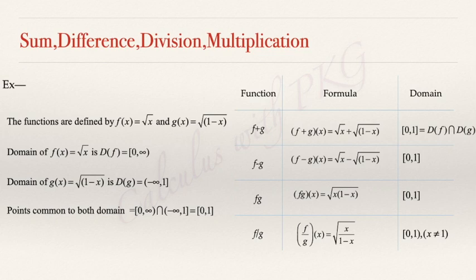And for division, we already know that in the case of division we have to take care of the value of x for which the denominator would be equal to 0. Here we can see f by g of x equal to square root of x by square root of 1 minus x, and the domain will be from 0 to 1, but we have to exclude the point 1. That is why the domain will not be a closed interval, it will become a semi-closed interval. It will include the point 0, but it will not include the point 1.